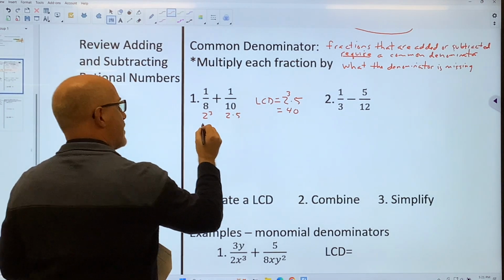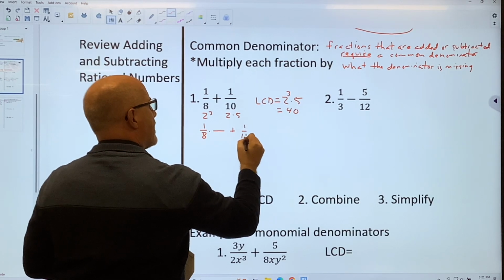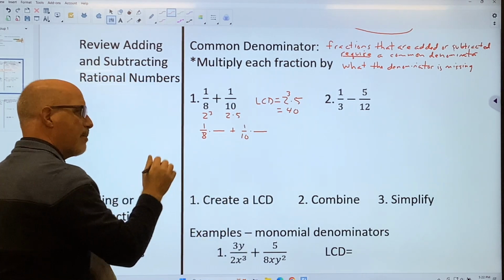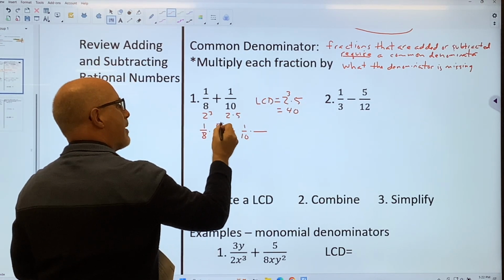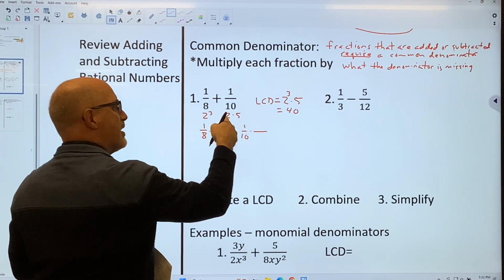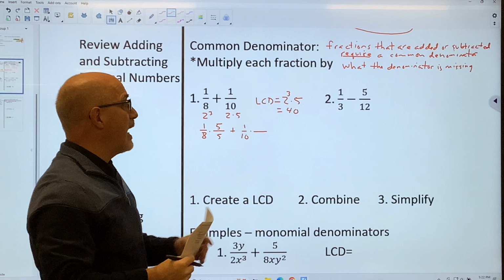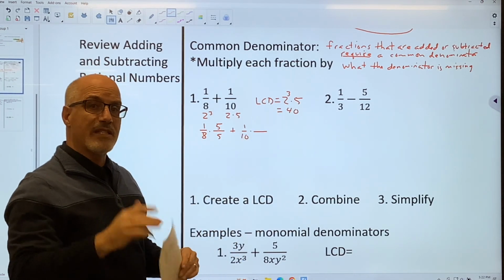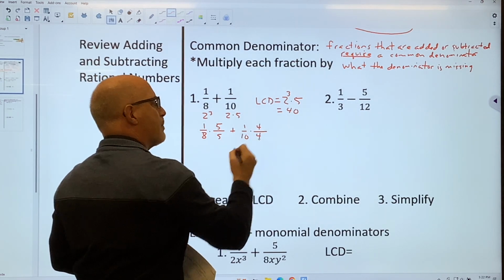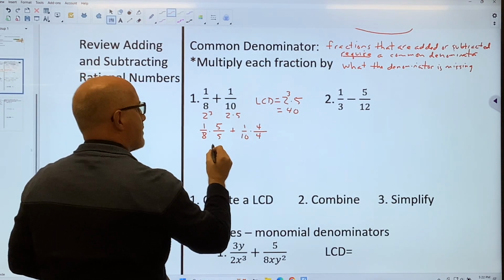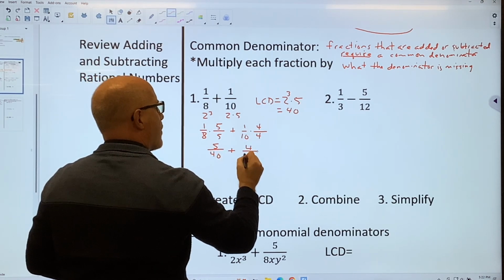Now, we're going to look at each of these fractions, 1/8, and we're going to multiply by what it's missing, and the 1/10, and multiply it by what it's missing, top and bottom. Well, this 8 has a 2 cubed. I need the 5. So you multiply by 5 over 5. This 10 has a 2 times 5. It's got the 5, it has 1 2. I need to have 3 factors of 2, so it's missing 2 factors of 2. 2 squared is equal to 4. So I'm going to multiply it by 4 over 4. So this becomes 5 over 40 plus 4 over 40.